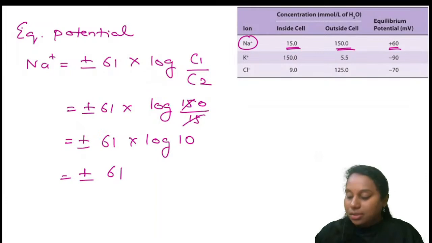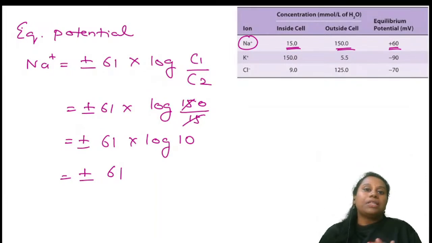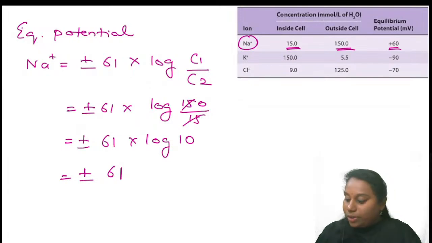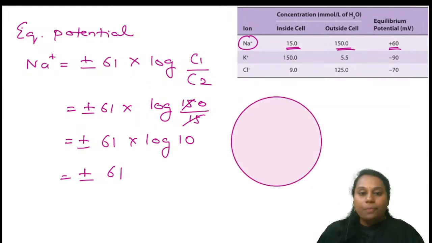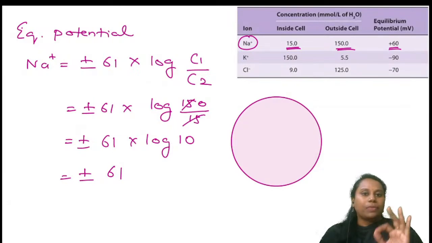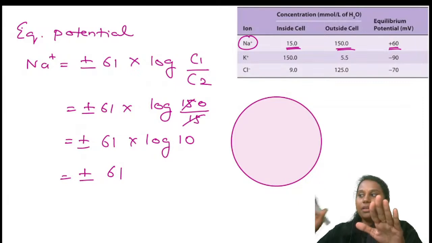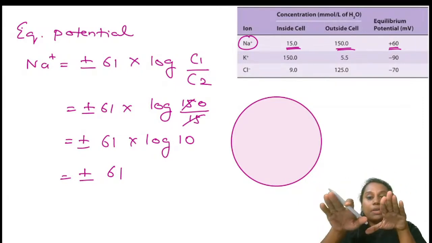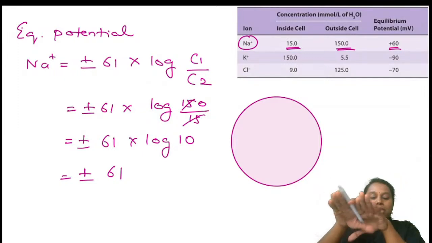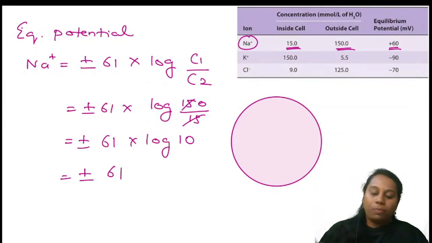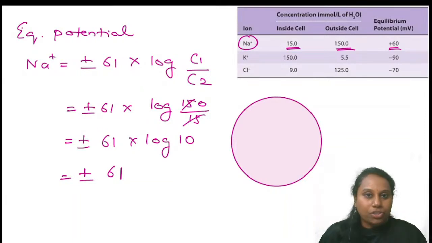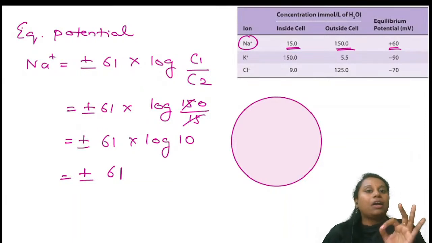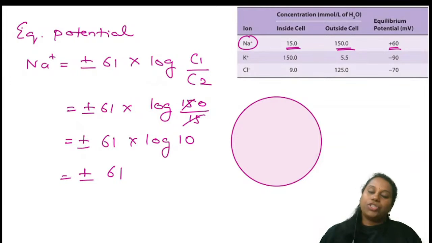Now let's determine the sign. How do we determine the sign? Please listen carefully. This is very important here. What is equilibrium potential? Ions will keep on moving until their chemical gradient and electrical gradient both match. At the point where the chemical gradient and electrical gradient match, the movement of the ion will stop. That is called equilibrium potential. So every ion will run to reach its equilibrium potential.